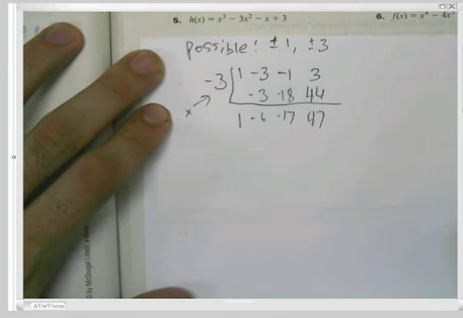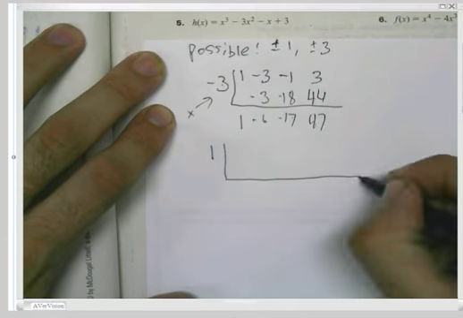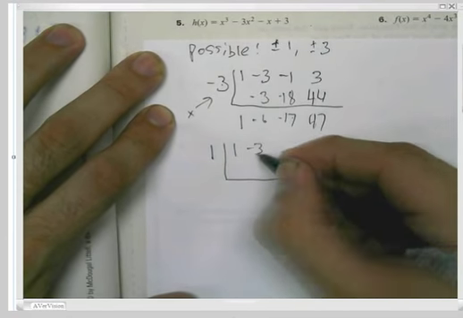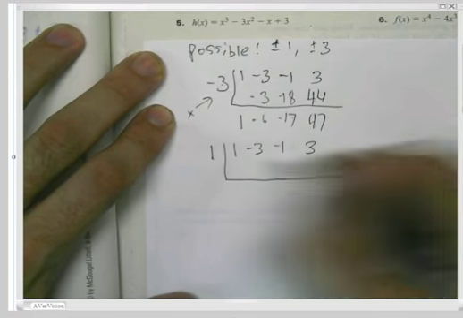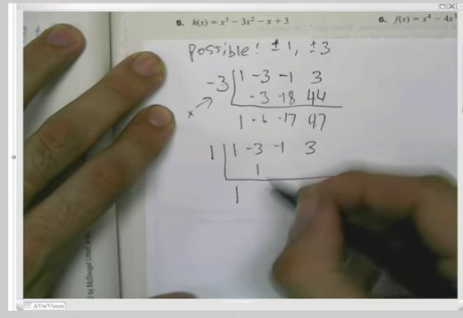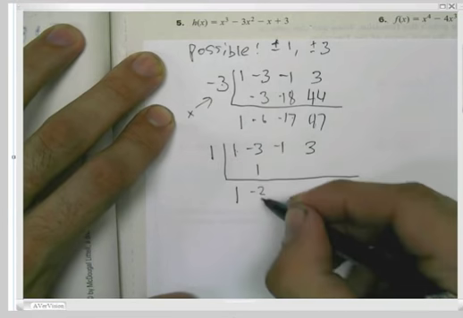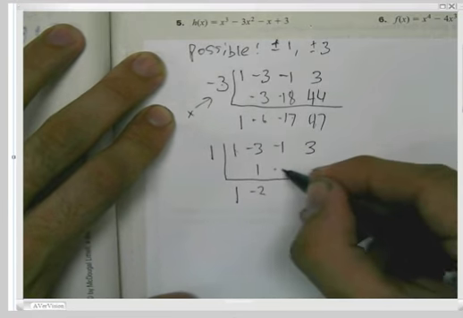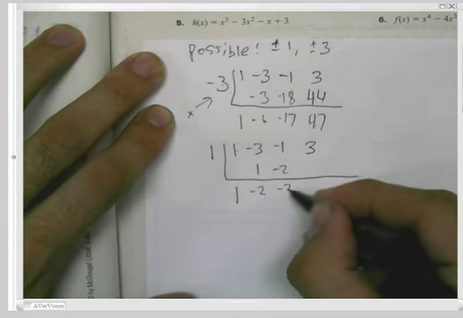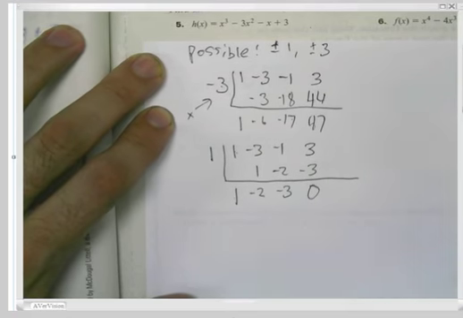Let's try 1. 1's an easy number, right? Let's take 1, negative 3, negative 1, and 3. Move 1 down. We got 1 there. 1 times 1 is 1. Negative 3 plus 1 is negative 2. 1 times negative 2 is negative 2. Add these together, we have negative 3. 1 times negative 3 is negative 3. And we have a 0. Excellent. We found a 0 of 1.